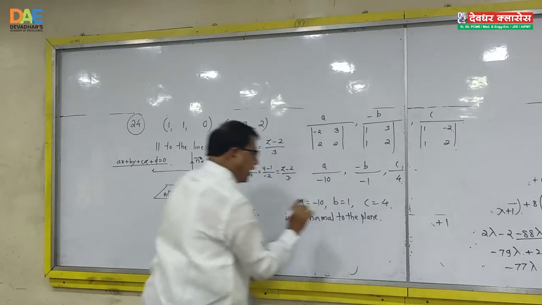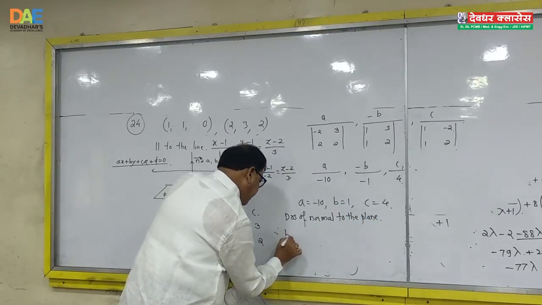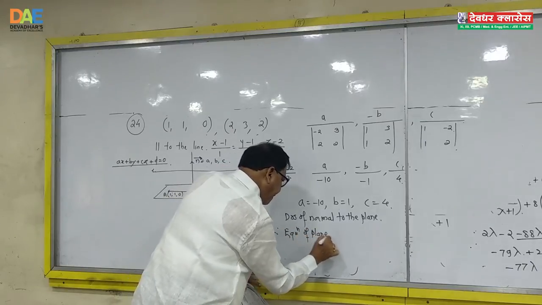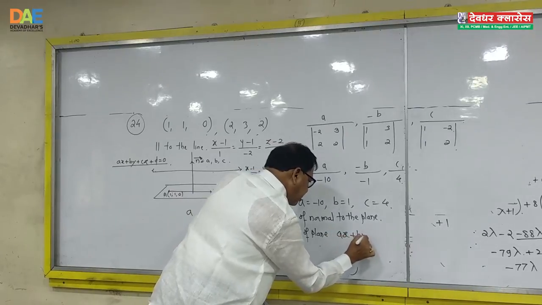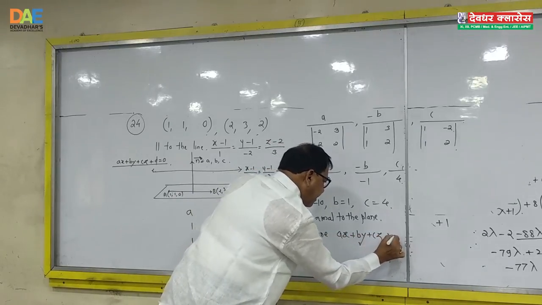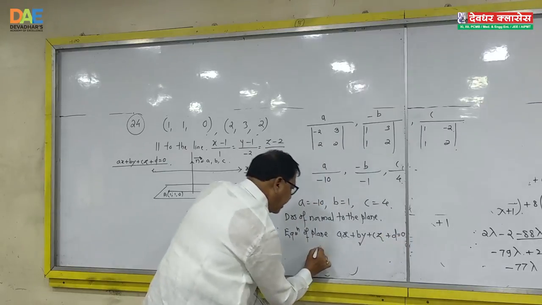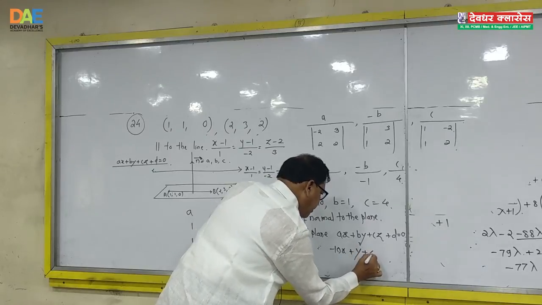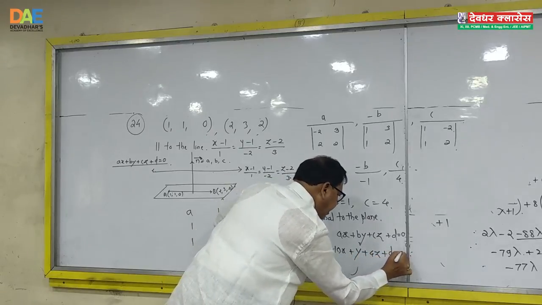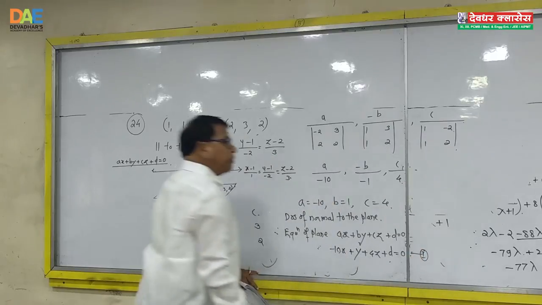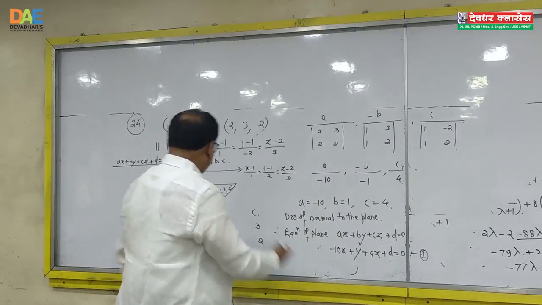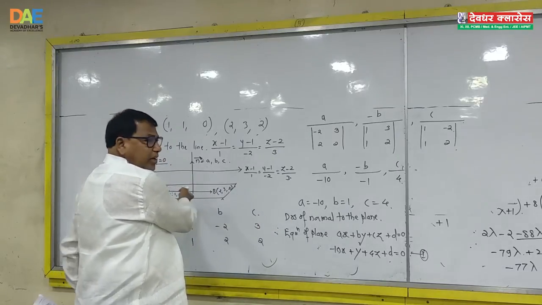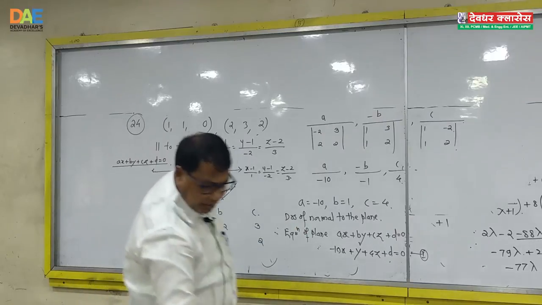With the help of this you can also directly write like this. Therefore, equation of plane: AX plus BY plus CZ plus D is equal to 0. Therefore, minus 10x plus y plus 4z plus D is equal to 0. Say, equation number 1. Now to find the value of D, don't use any other form. Just take any point that lies in it; its coordinates satisfy the equation, so get the value of D there.